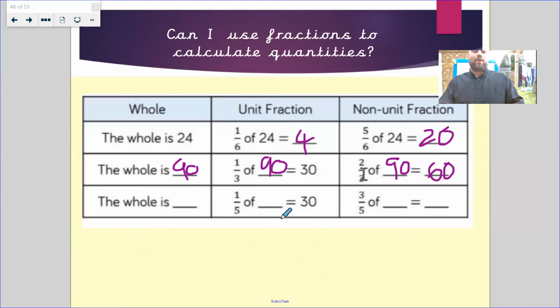And then for the last question, 1/5. Okay, so we need to find out what we've divided by 5 to give us 30. So let's do the inverse. 30 times 5 is equal to 150. The whole is 150. So 3/5 of that. So what's 30 times 3? It is 90.